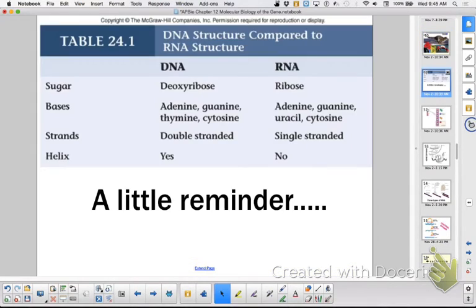So a little reminder about the differences between DNA and RNA. Blue, could you handle that real quick? Yes.